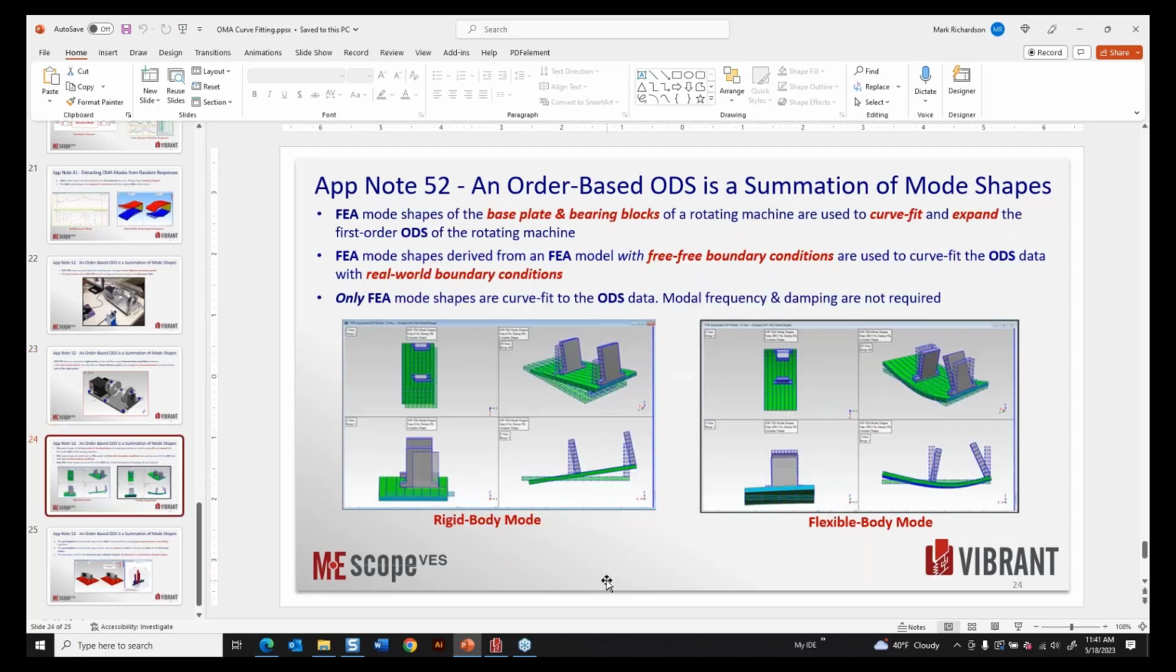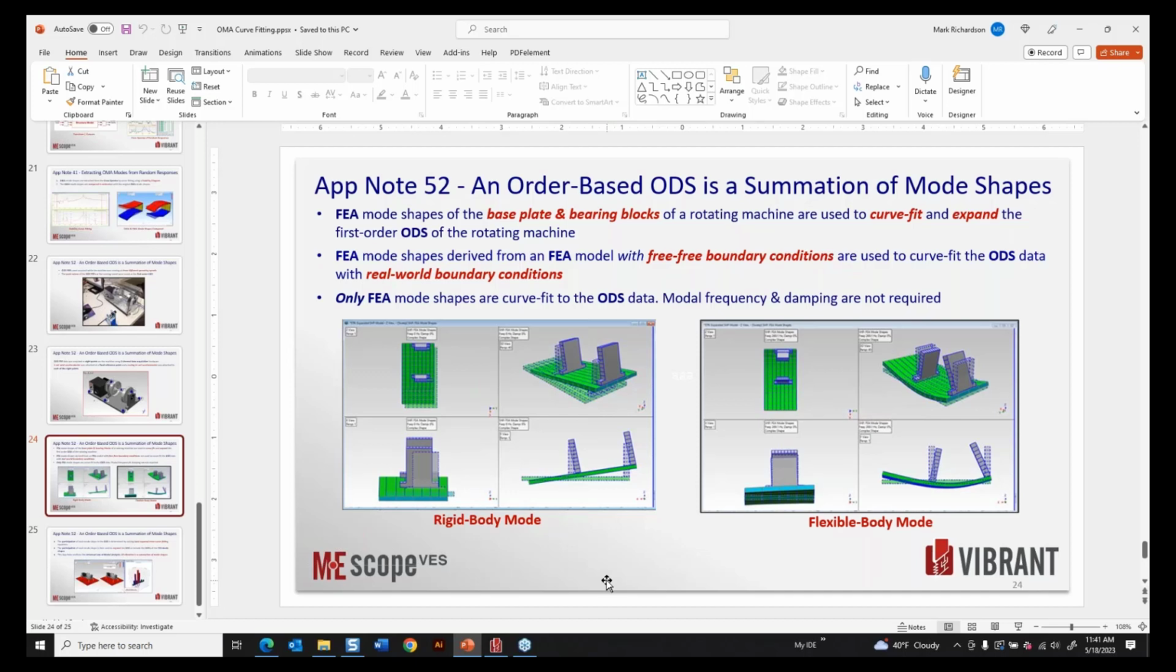We're going to do curve fitting with some FEA mode shapes. Now, MEscope has in it, one of the options is the ability for a simple model like this to calculate its FEA mode shapes. And so that's what we did for this app note, but only of the base plate of the machine and the 2 bearing blocks.